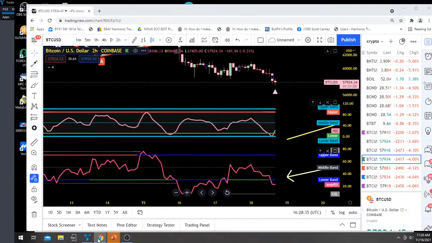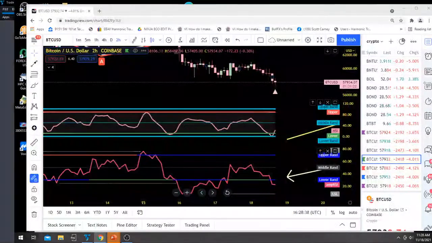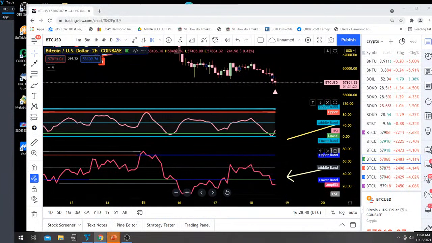Let me bring over this as well. Ethereum, same deal. Okay, just kind of getting oversold here and trying to put in some extreme readings.